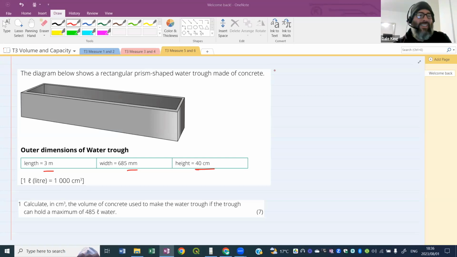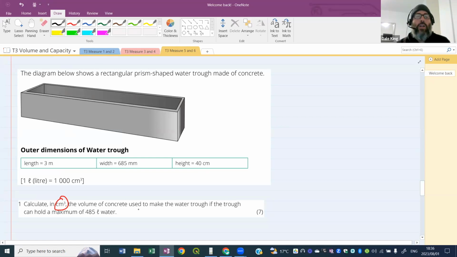Question 1. Calculate, in, thank goodness, centimeters cubed, the volume of concrete used to make the water trough if the trough can hold a maximum of 485 liters. Now, do not be blinded by the simplicity of this question or how simple it looks. There's a lot in here. So we need volume. You know the formula for that, right?